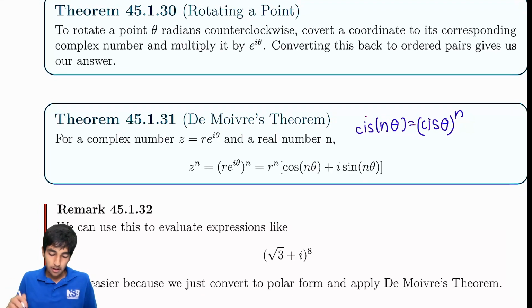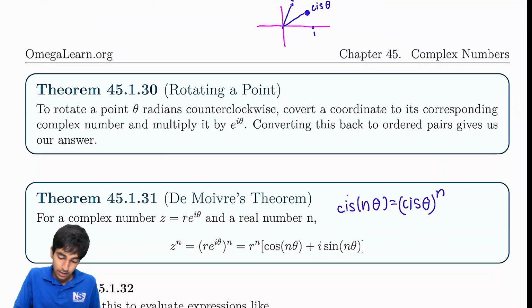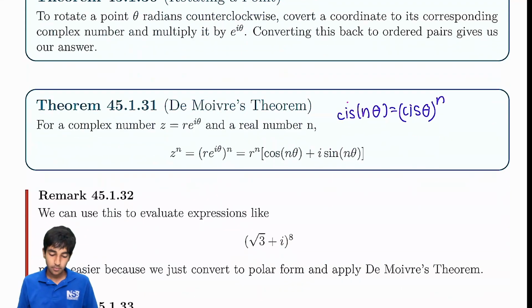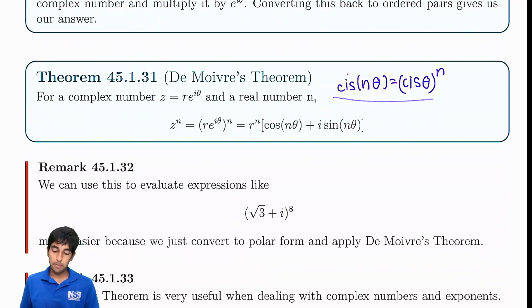Okay, now back to this. Like I mentioned earlier, we have a point. We can multiply it by e to the i theta, or cis of theta, to get to a new point, theta degrees counterclockwise. And we also have this, DeMoivre's theorem, and this is just an alternative form of this.